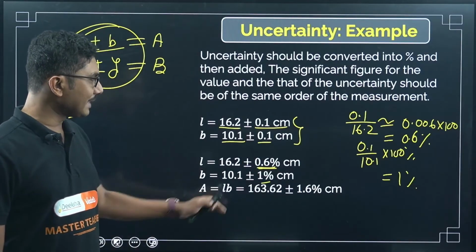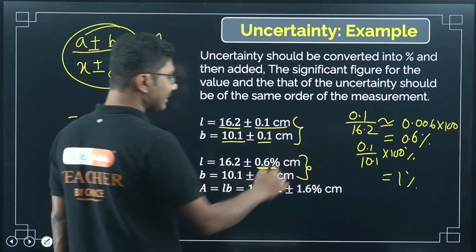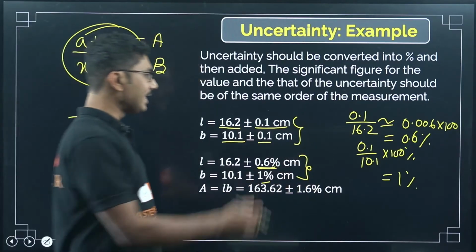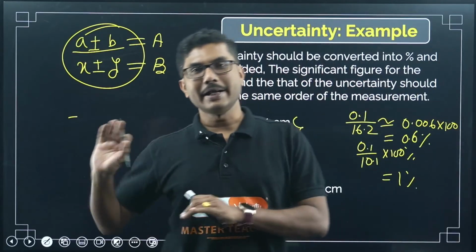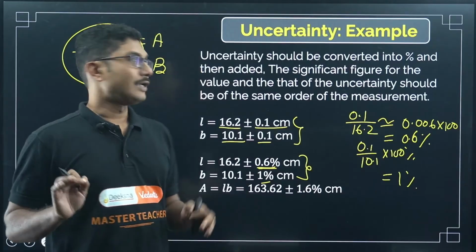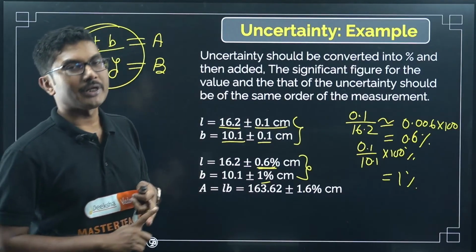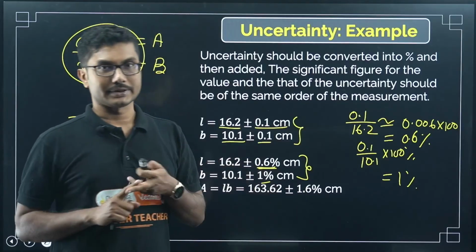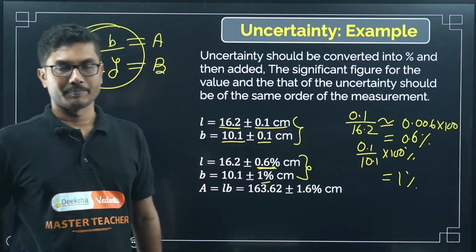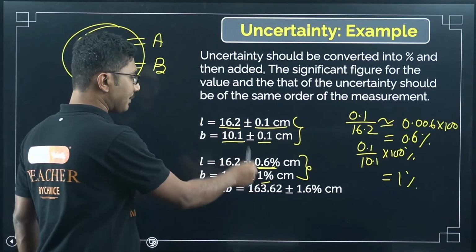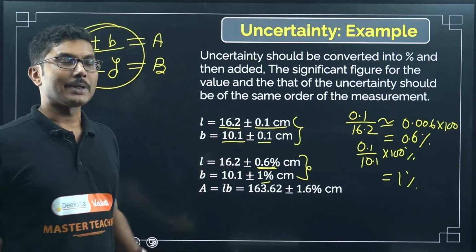Now when you multiply them to find the area, you can add these two percentages. If the uncertainty is given in terms of percentage, then you can directly add them. If they are given in terms of values, the first step is to convert them into percentages. Once they are converted, then you can add them. Even though there is a plus and minus, uncertainties always get added when they are in percentage form.